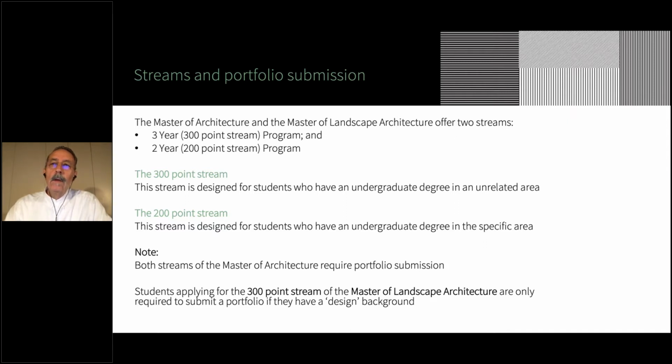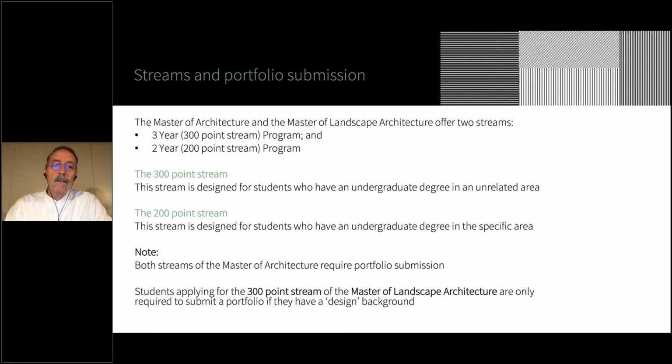With that, students can come in and effectively do 1 extra year, the first year, to get up to speed with those who have done an undergraduate degree in architecture. That's where the 200-point stream comes in. The 200-point stream is for those who have done an undergraduate degree in architecture, for instance, and that covers 2 years, 4 semesters. And so the 300-point stream, which is 2 semesters or 1 year, when they complete the first year, then you join the 200-point stream and complete at the same time.